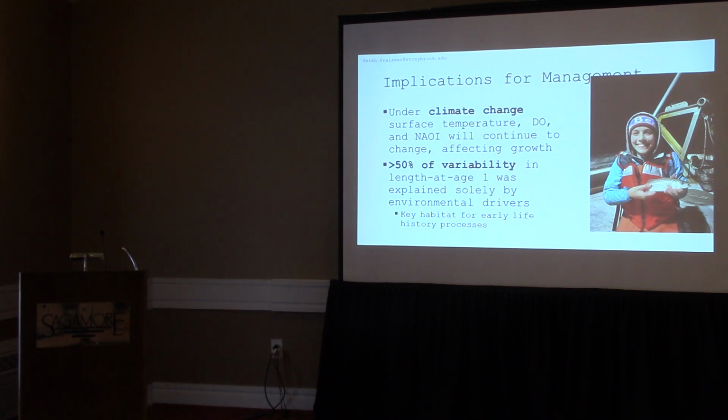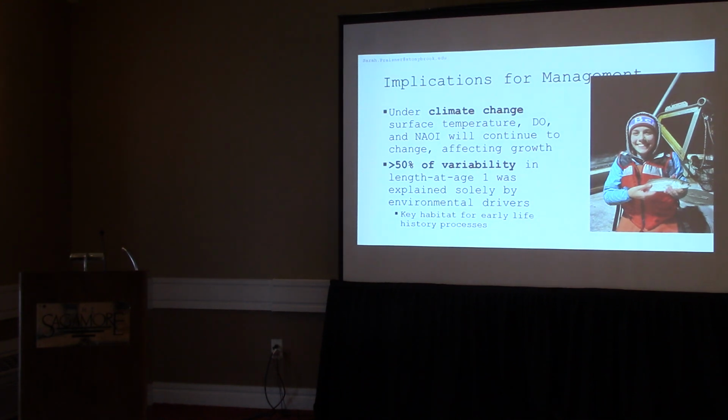So implications for management are many. This is really great because if you notice that R-squared adjusted value, 52.3% of our variability in length at age 1 was explained solely by these environmental drivers. And the Hudson River, as other people have mentioned, is really key habitat for early life history processes for striped bass. It's where they spawn, it's where they have this juvenile overwintering habitat, often for the first few years of life.